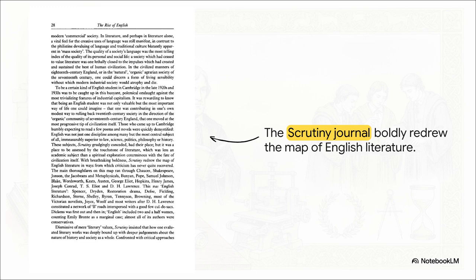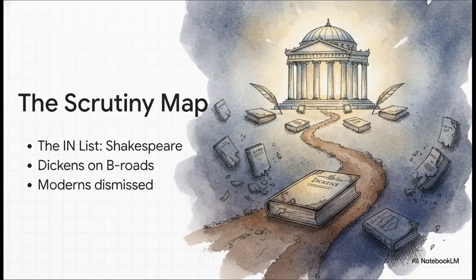For them, literature was the spiritual essence of society, standing as the very last line of defense against the trivializing, Philistine features of modern industrial capitalism. To achieve this, the Scrutiny movement boldly redrew the literary map with, honestly, breathtaking elitism. Authors like Shakespeare, Jane Austen, and T.S. Eliot made up the core inner list. They were the vital center of human values.